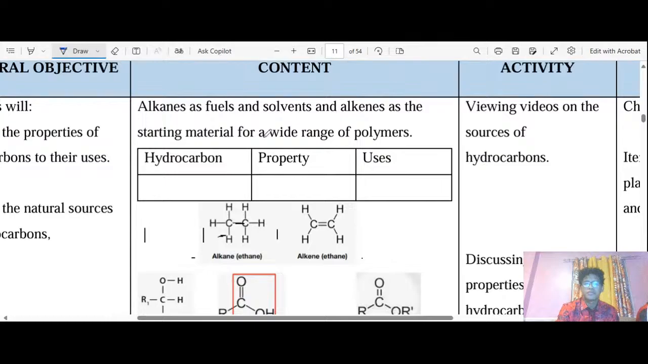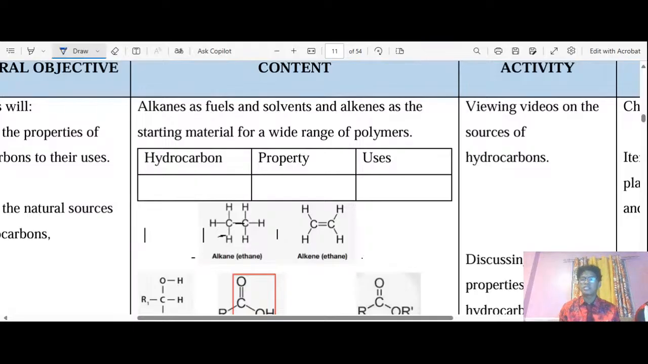So out of the whole homologous series, as I said before, alkenes are really different, because if you look back at the diagram, you can see that alkene is very special since it creates natural gas. So we have alkanes as fuels and solvents, and alkenes as the starting material for a whole range of polymers, as we can see right here from the diagram, the properties of alkene.